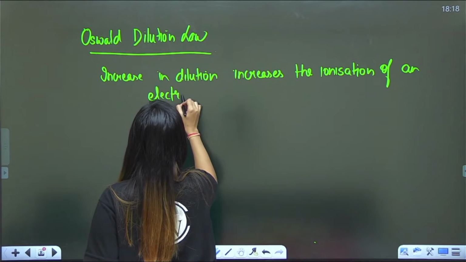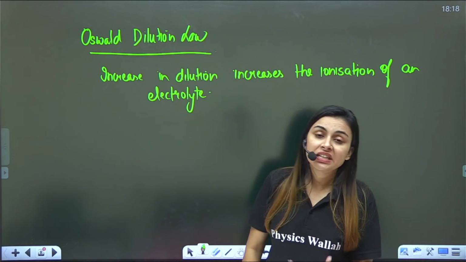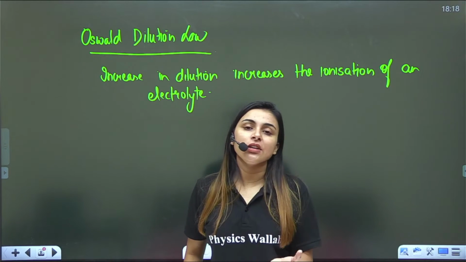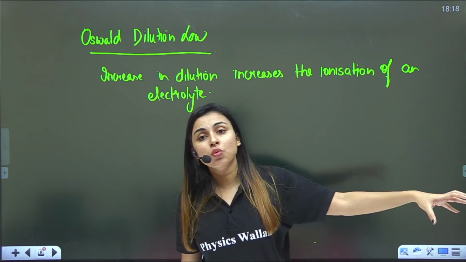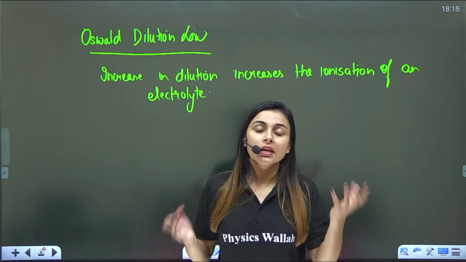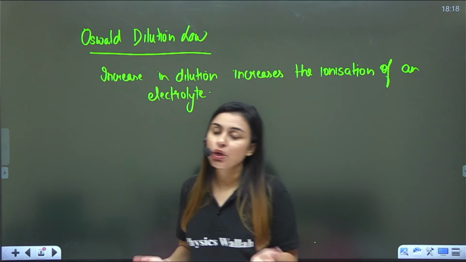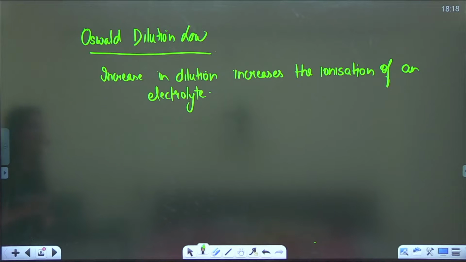So from this I can say that if I increase a weak electrolyte's dilution, obviously it will ionize more, and if it ionizes more, then the conductivity will keep on increasing. Its equivalent conductivity will keep on increasing, right? So we will be using this. If you want to write it, you write it, and then we'll move forward. I hope you've written it.